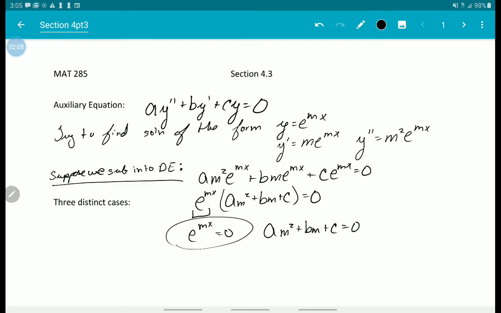Well, we know there's never a place that exponential function is going to be equal to 0. So there's no solution that's going to come from that, which means the only way that we'll be able to satisfy this differential equation is if we were to solve that quadratic, where we have am squared plus bm plus c is equal to 0. So that's kind of the theory of what we're getting ready to do.